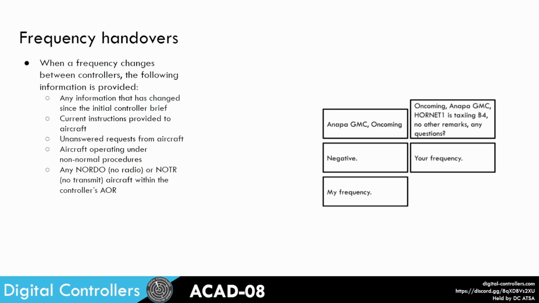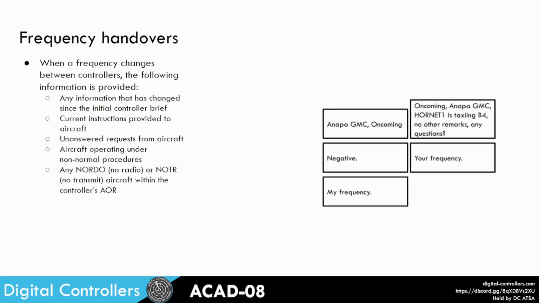Now let's have a look at handing a frequency over to another controller. When a frequency changes between controllers, we provide the oncoming controller with the following information. Firstly, any information that has changed since the initial controller brief, either at the start of the shift or typically for DCS purposes at the start of the mission. Then we have current instructions that are provided to aircraft.